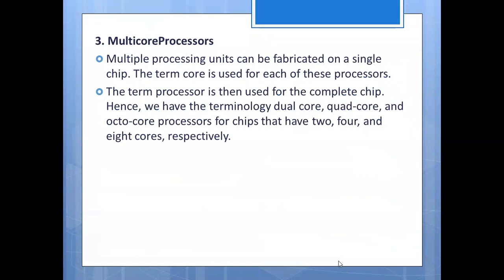Multi-core processors. Nowadays, processors come as dual core, quad core, octa core types, depending upon the application. Whether it is a critical application, we will go for a high end 8 core, whereas for normal use we use 4 core, like that.